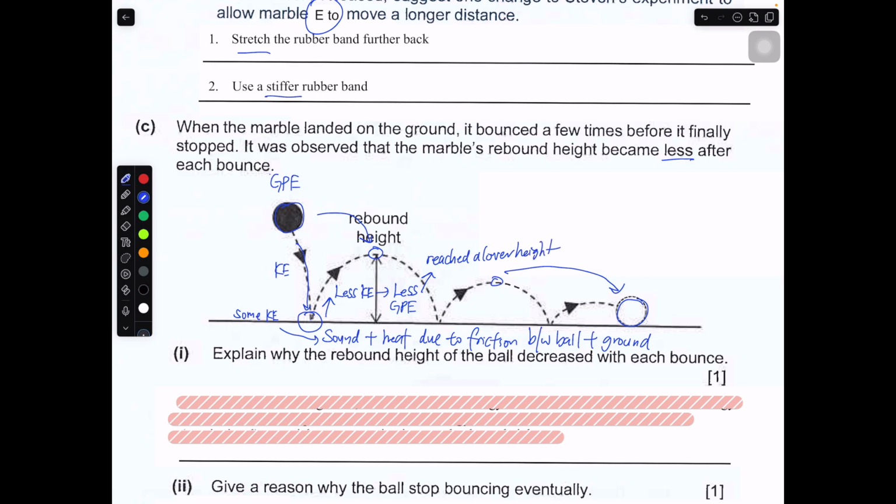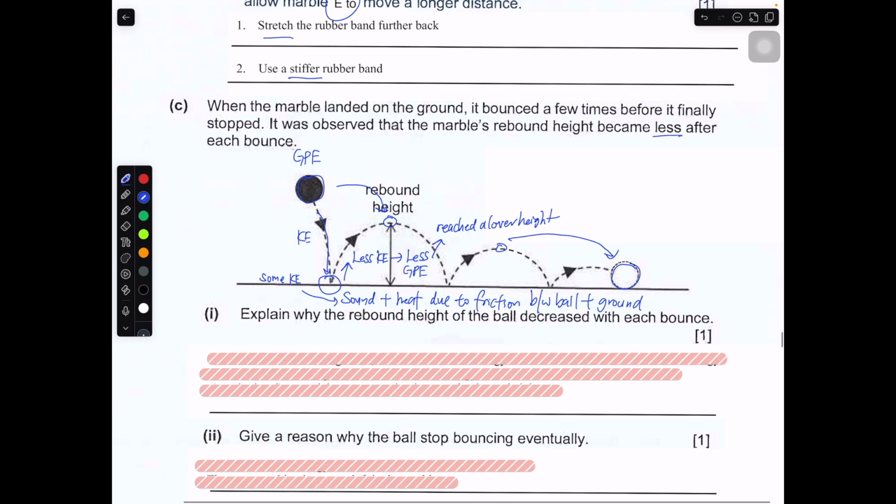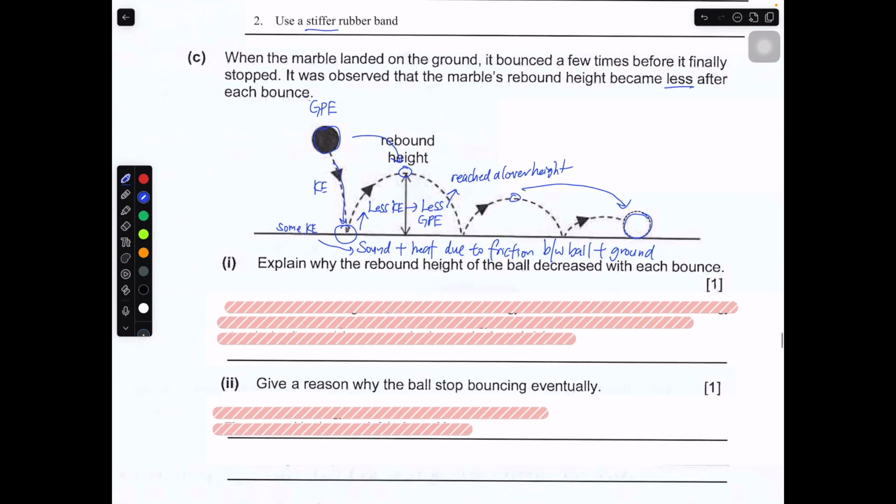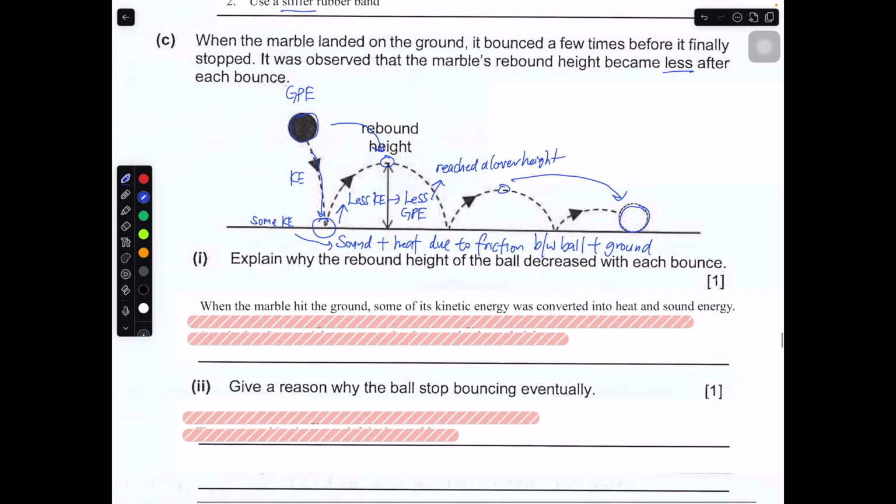So there's really a few things to digest here. Let me just write this down. So when the marble hits the ground, actually you don't have to talk about it at the start.